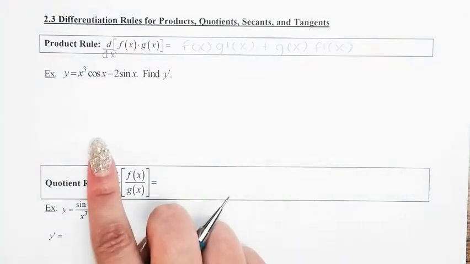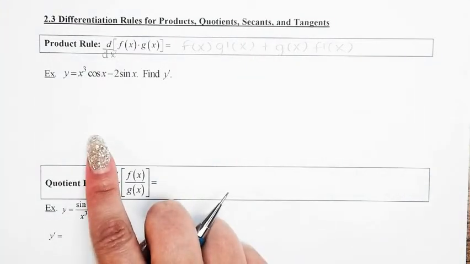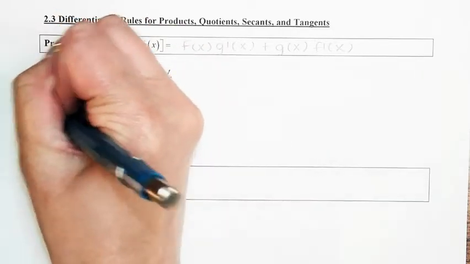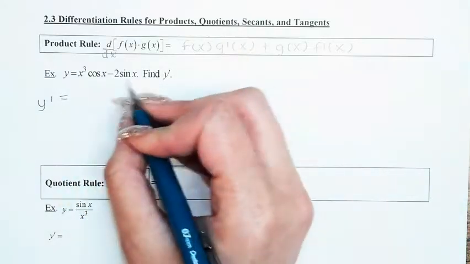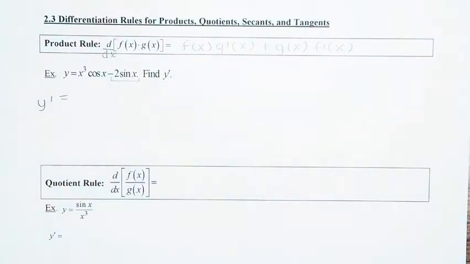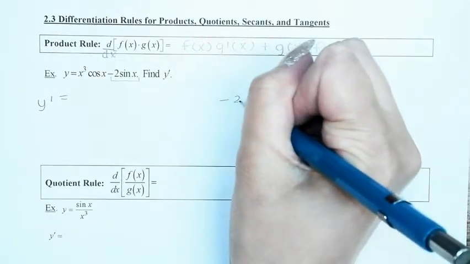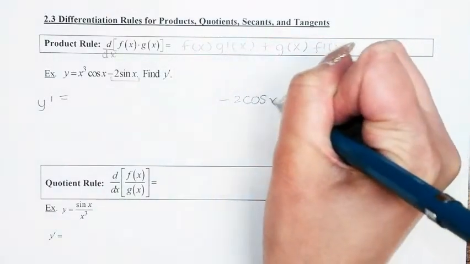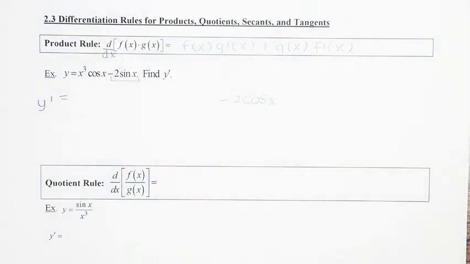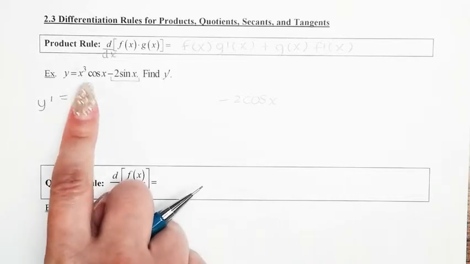So we have this problem over here, y equals x cubed cosine x minus 2 sine of x. We want to find the derivative y prime. The first thing you recognize is the product rule has nothing to do with that last term, so that is going to be equal to negative 2 cosine of x. That one is just applying what we know about the cosine and sine derivatives that we covered the other day. Now, the product rule, it's here.